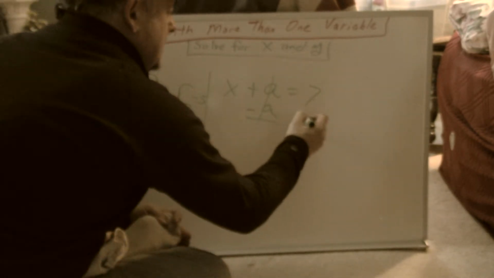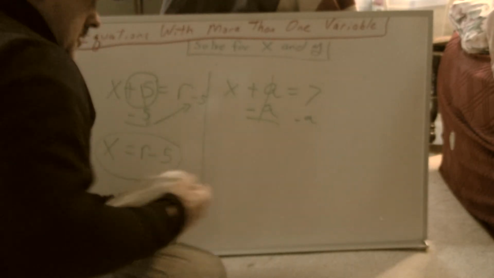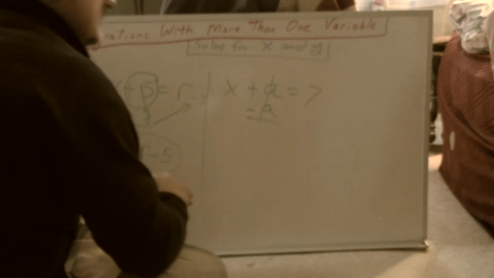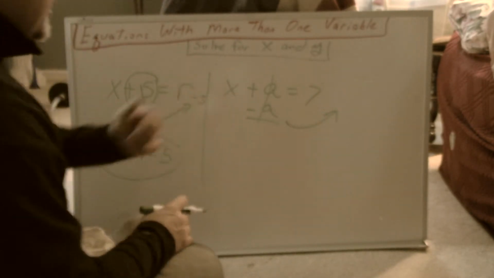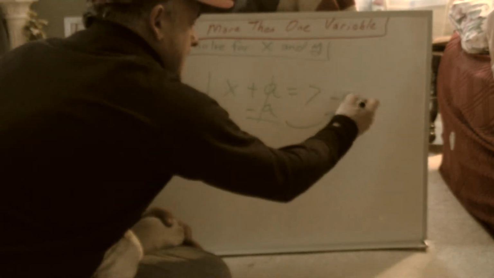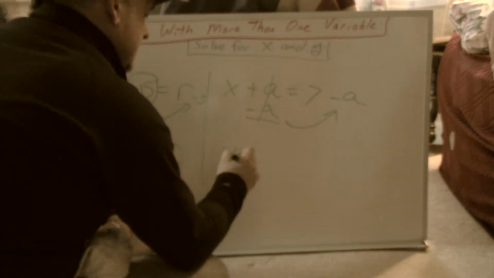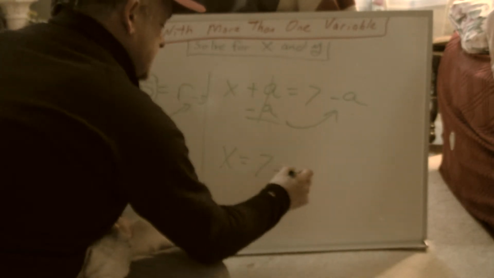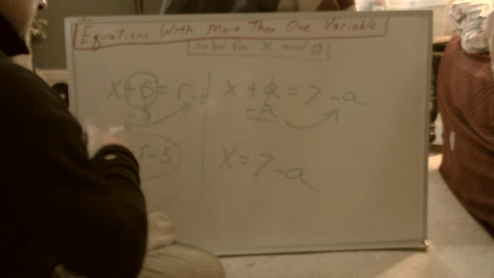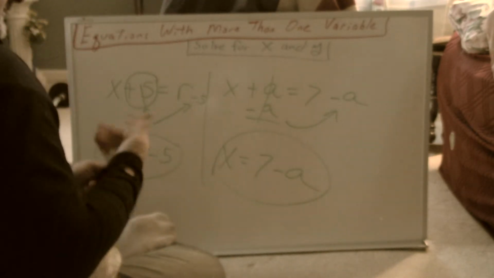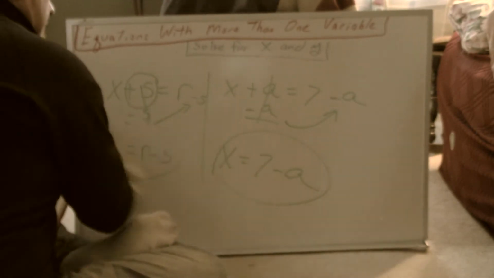Again, minus a does not go under here. That's wrong. It's going to shoot over here. You don't have to draw the arrow, I'm just drawing it to show you. And it'll be minus a. X equals 7 minus a. Okay? Alright, let's do harder ones.